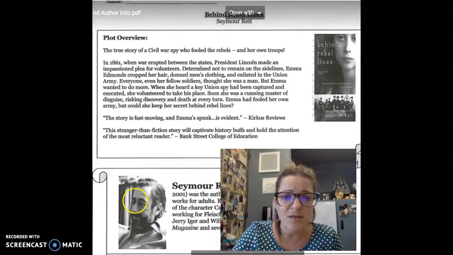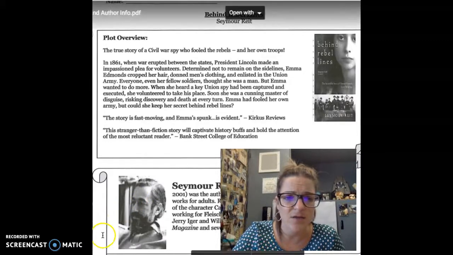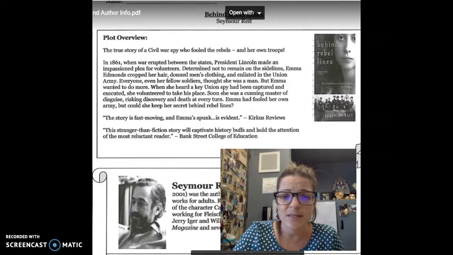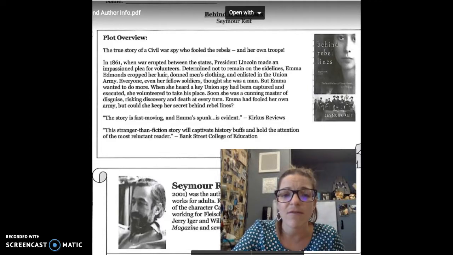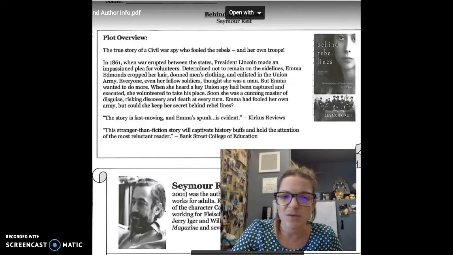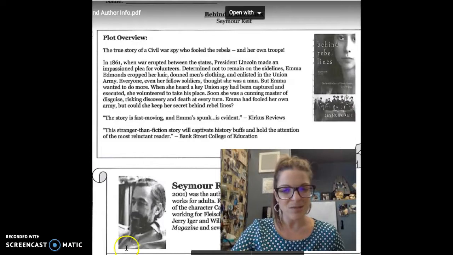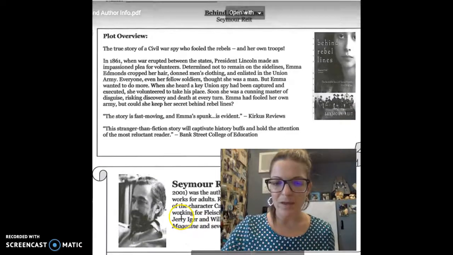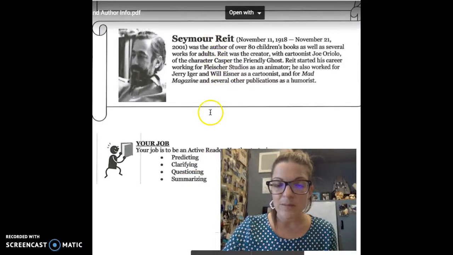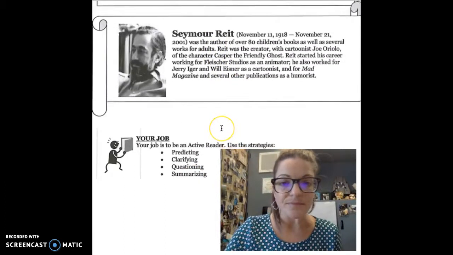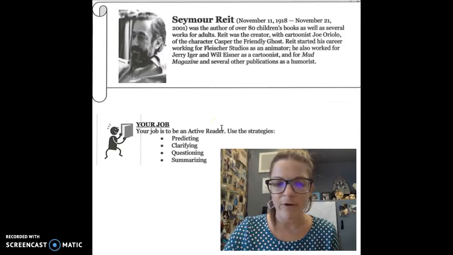When she heard a key Union spy had been captured and executed, she volunteered to take his place. Soon she was a cunning master of disguise, risking discovery and death at every turn. Emma had fooled her own army, but could she keep her secret behind rebel lines? Okay, so there's just a little tidbit into what we'll be reading. I also want you to read a little bit of information on our author, Seymour Rhett. Okay, just brief author info.